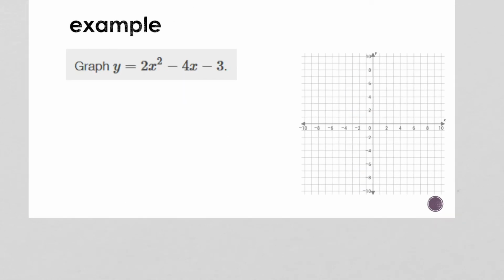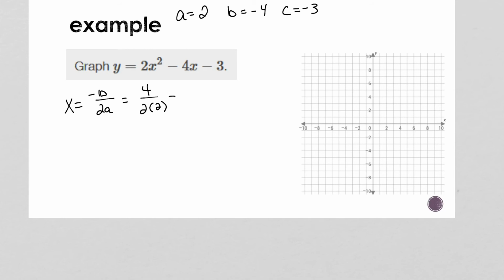All right, let's do another one. Okay, so again, the first thing we want is our vertex. So we want our A, our B, and our C. A is 2, B is -4, and C is -3. Okay, so let's see here. Our x-coordinate of our vertex is -b over 2a. So that would be 4 over 2 times 2, which is 4 over 4, which is 1. Okay, so our x-coordinate is 1.